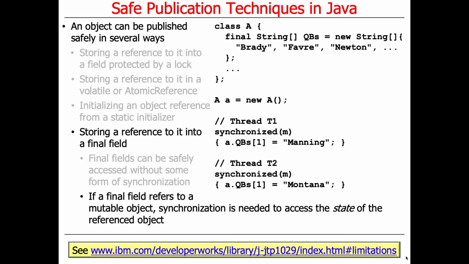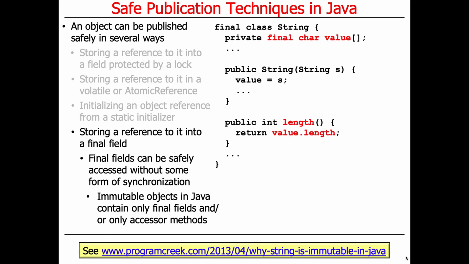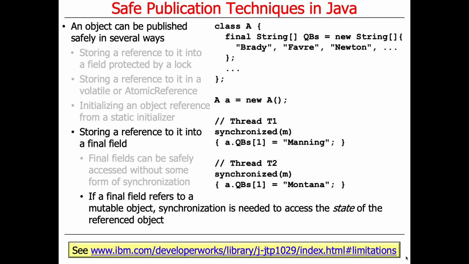Now, this is also important. If a final field refers to a mutable object, synchronization is still needed to access the state of the referenced object. So in the case of a string, it's an immutable object, so we're fine. We don't have to synchronize anything because it never can change. But if what we're doing can change, then we still need more synchronization.